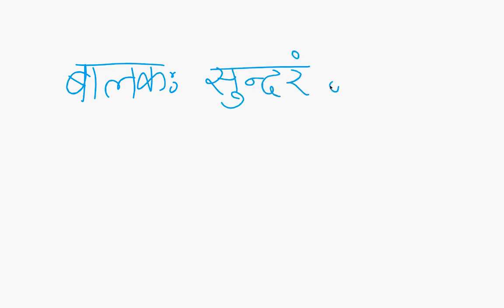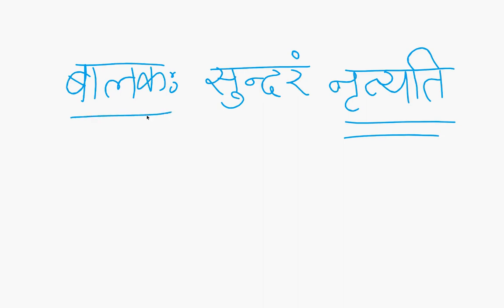Beautiful. Okay, well, let's say balaka sundaram nrutyati. What is the kriyapadam here? Nrityati is the kriyapadam. And what is balakaha? Namapadam. Balaka is the namapadam. What is sundaram? This is kriya visheshanam. What is it describing? It's describing the dance, nrityati. So katham nrityati it is describing.